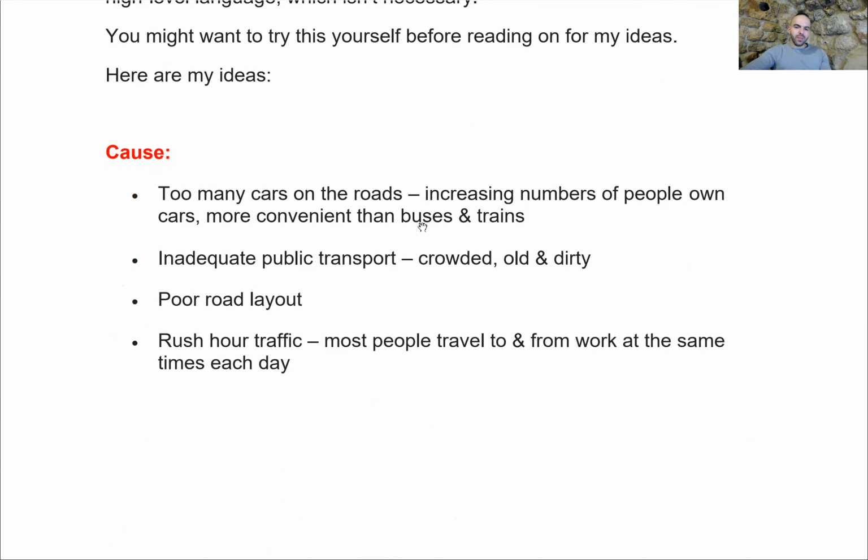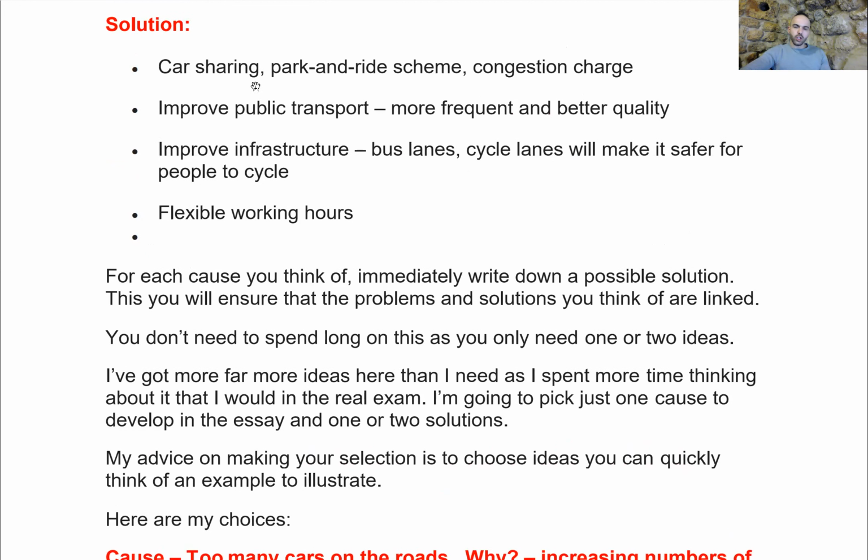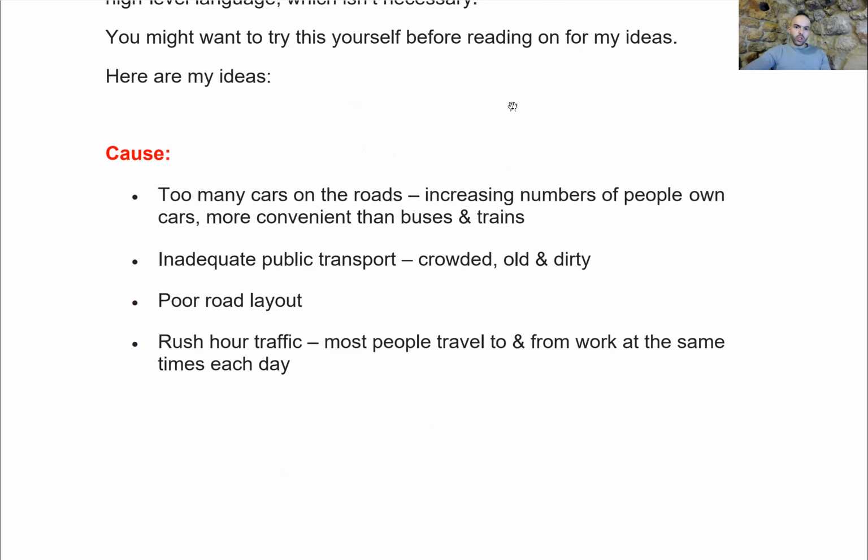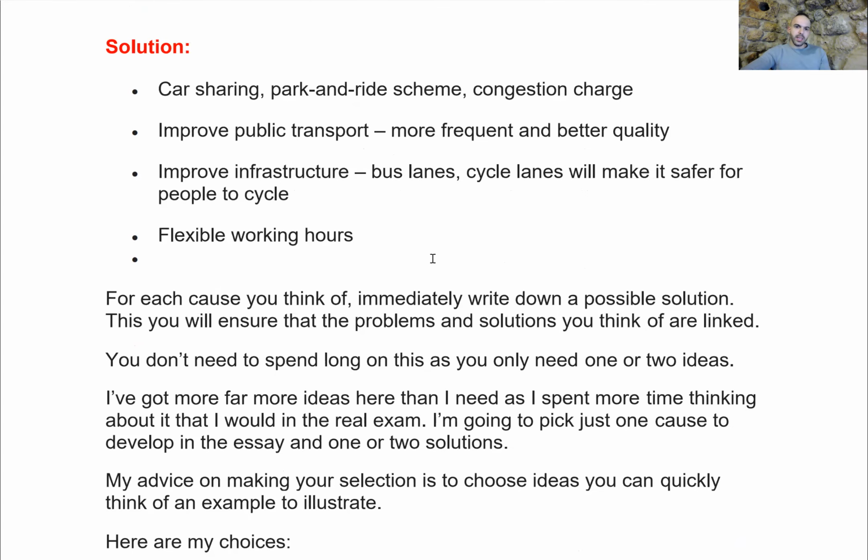Okay. So for the first cause, which is too many cars on the roads, we have this solution: car sharing, park and ride scheme, or congestion charge. So you can select one or two of these solutions for the first cause. The second cause is inadequate public transport, as they are crowded, old, and dirty. What solution can I suggest for this? Let's see. Improve public transport, more frequent and better quality. Amazing solution and quite a step forward.